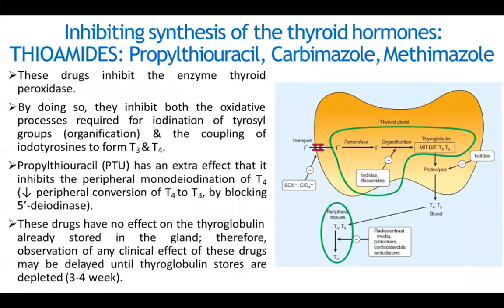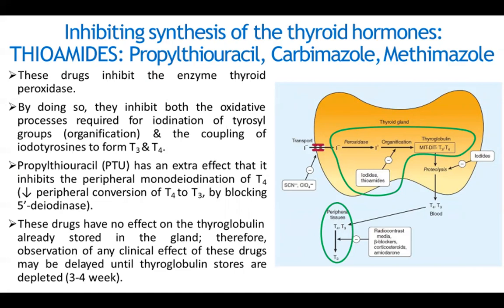Now, the second group is the thioamides. We have three drugs. Propylthiouracil, PTU, then carbimazole and methimazole. Carbimazole is a prodrug for methimazole, so basically they're the same. Remember the letter P, we will link it now. What do they do? They inhibit the enzyme thyroid peroxidase.